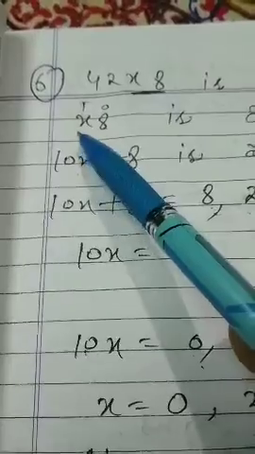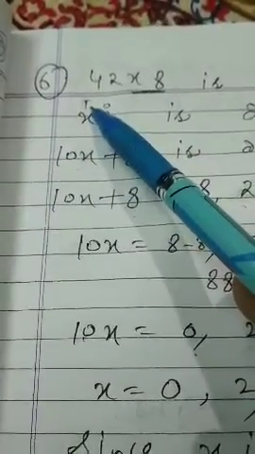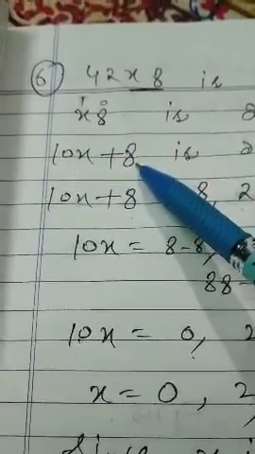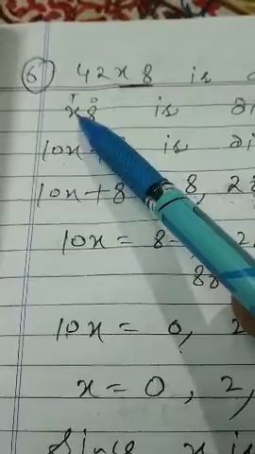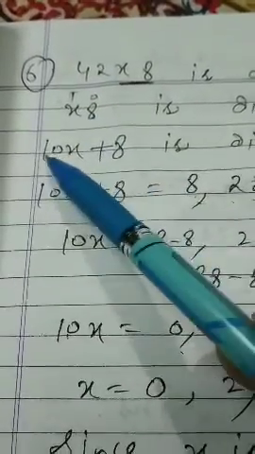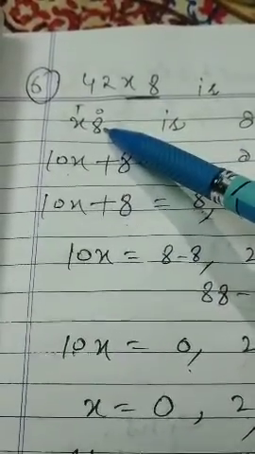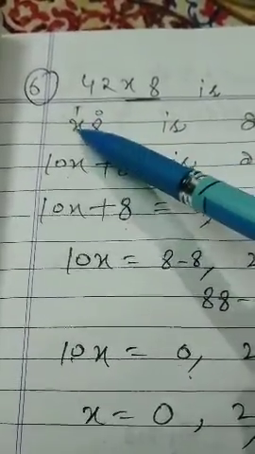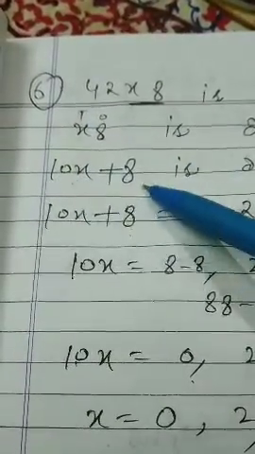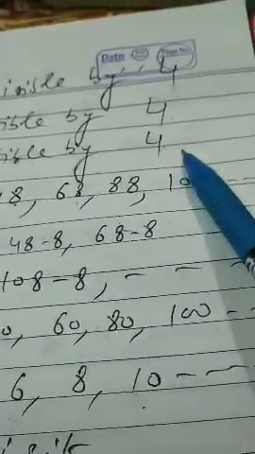Now, how to solve x8? This is 1's place and x is at 10's place. Multiply 1's place with 1 and then 10's place with 10. Add them, so you will get this. Again listen. Multiply 8, it is on 1's place, with 1 and x, which is on 10's place, with 10. Add them, you will get this number, 10x plus 8, is divisible by 4.